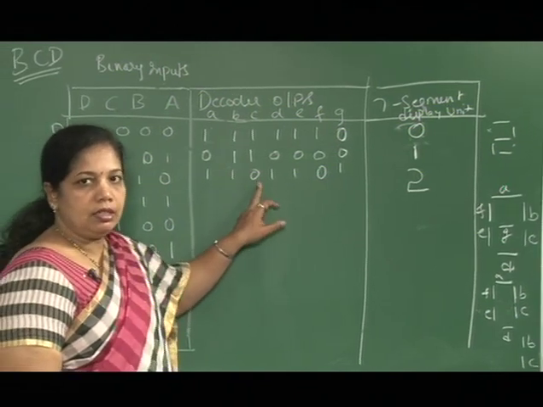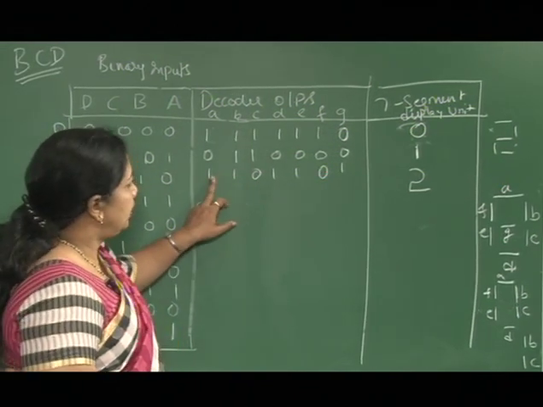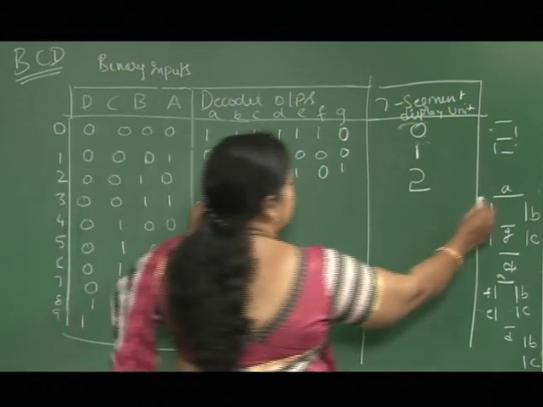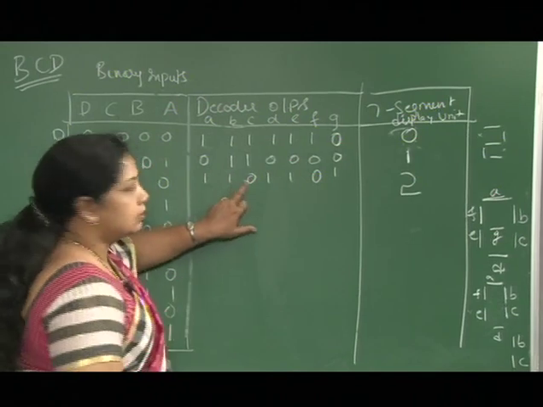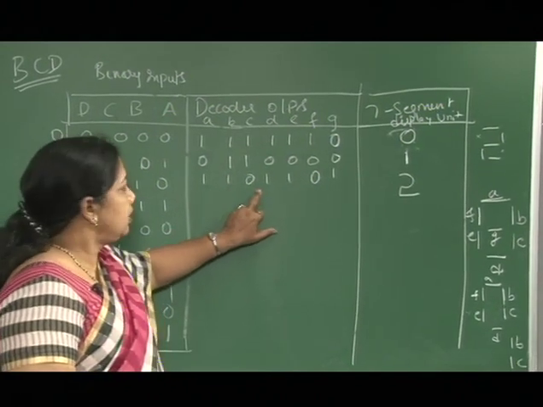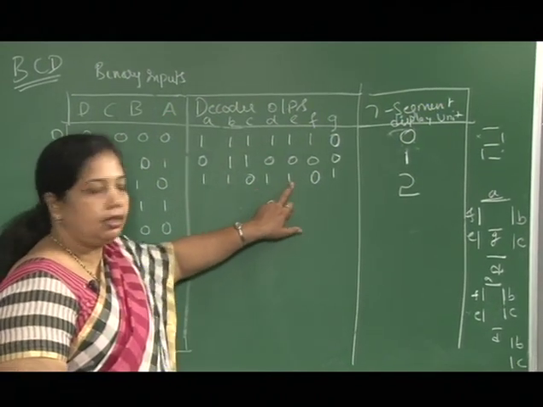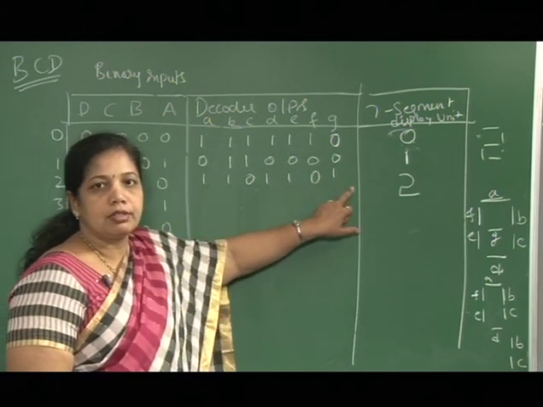So you can just see for 2, A is on, B is on, and then C is not on, and then D, E, then F and G are on.